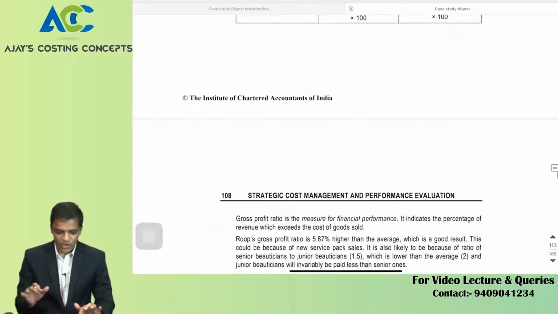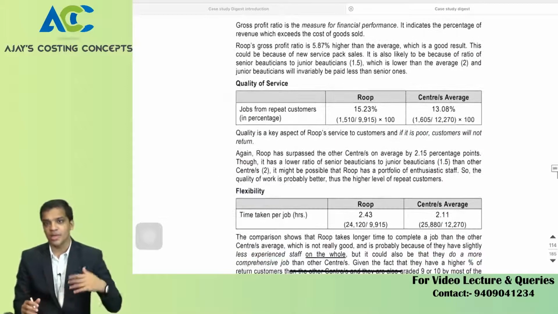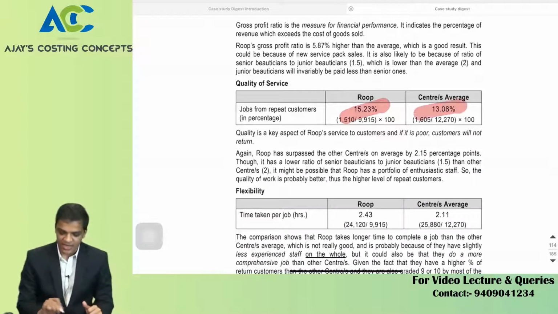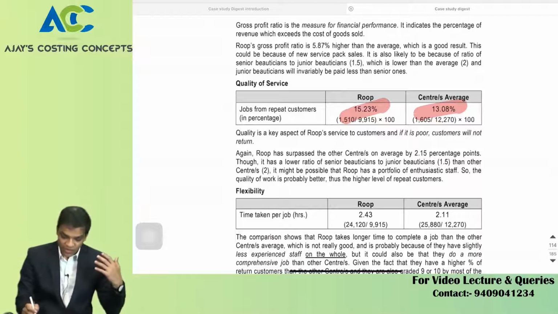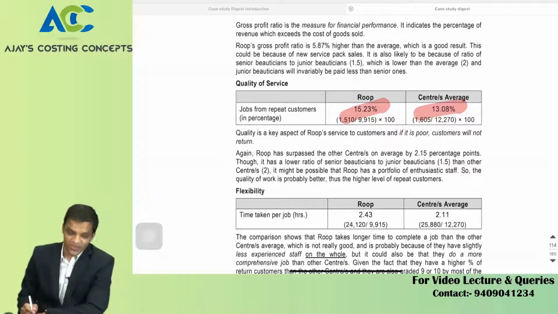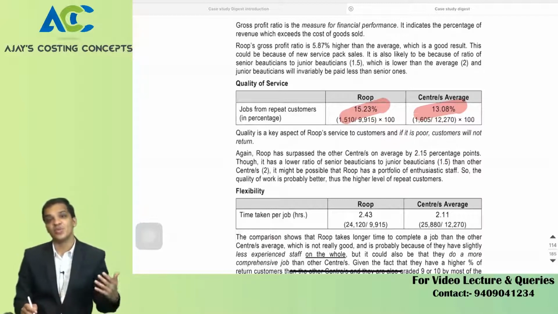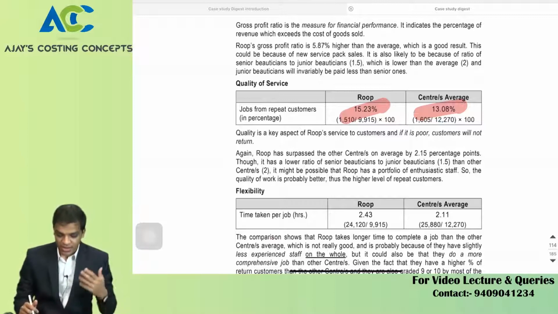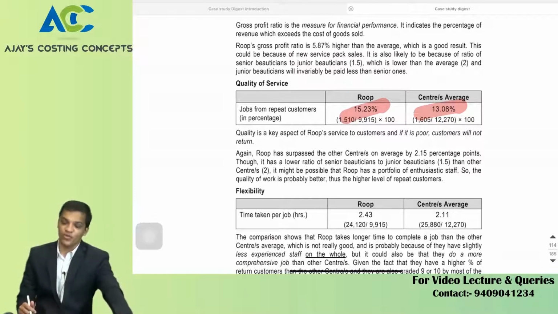Then I will read the whole question, but I'll just give you an output. On quality, the number of repeated customers is again higher. As I said, out of 9,900 customers we have served, 1,500 have repeated. So it's a sign of good customer satisfaction, right? And the average is only 1,600 out of 12,000.